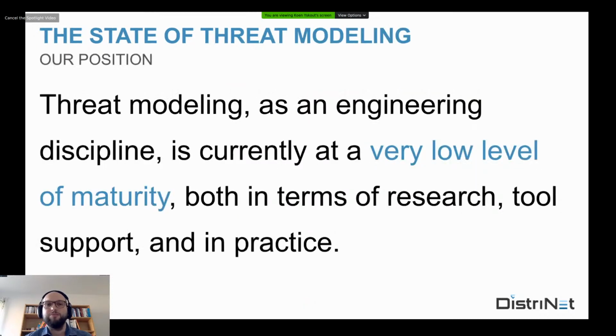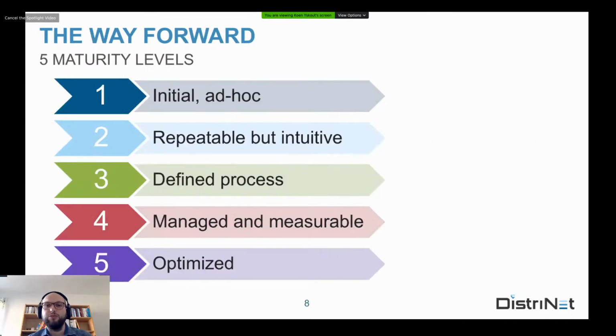Then finally, there are reports created and a review meeting is held, and the people involved agree on where to go next. Now, this all seems to work fine, but the position that we take in our paper is that threat modeling at this point is still, as an engineering discipline, at a very low level of maturity, both in terms of research, tool support, and in practice. So it's a bit ad hoc, driven by expert knowledge, but there's not a lot of scientific research about it. So what we've done in our paper is outline 5 maturity levels for threat modeling and identify the research challenges that are needed to move from one level to another.